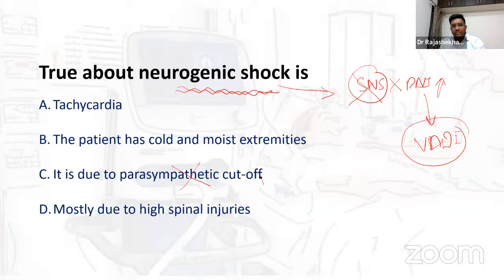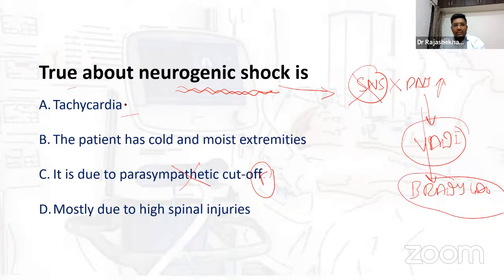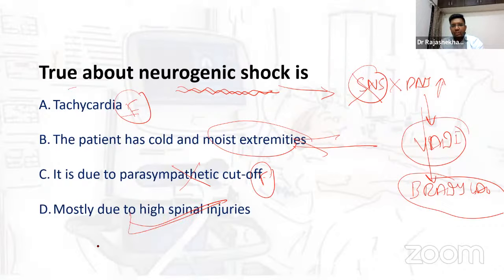They have asked for the true statement here. Tachycardia: we usually see bradycardia in a patient with neurogenic shock. As I told you, the parasympathetic nervous system causes bradycardia, so tachycardia is false. The patient has cold and moist extremities: yes, this is true. Due to cutaneous vasodilatation, the peripheries are moist. It occurs due to high spinal injuries: yes, it is right. It is usually rare in low spinal injuries. It mostly occurs due to high spinal injuries.